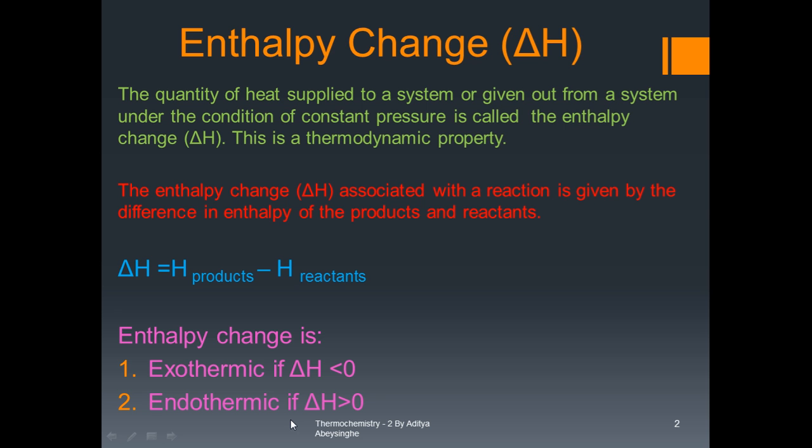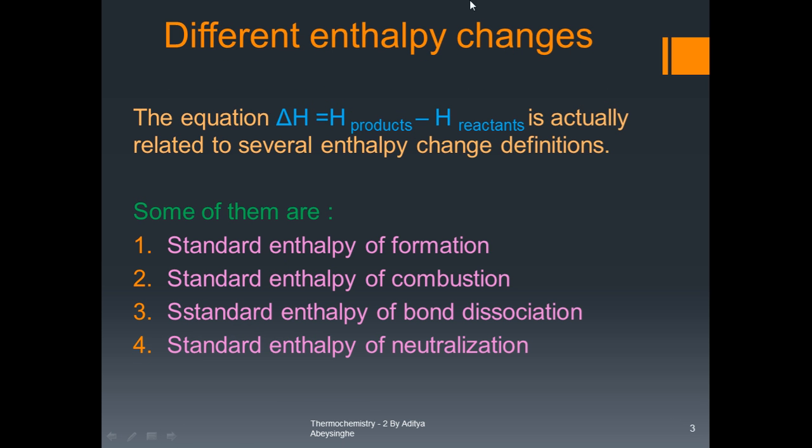As I mentioned in my last video, if the enthalpy change is negative, or delta H is smaller than 0, we call such a reaction or system exothermic. In contrast, when delta H is greater than 0, when the enthalpy change is positive, we call that system or reaction endothermic. So exothermic and endothermic reactions make up different types of enthalpy changes.